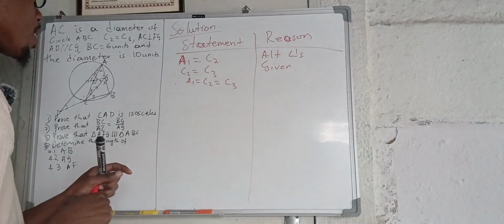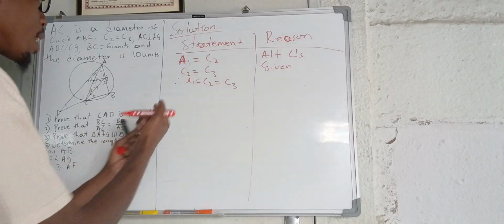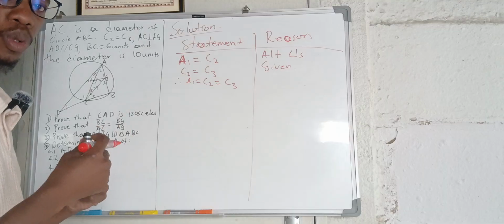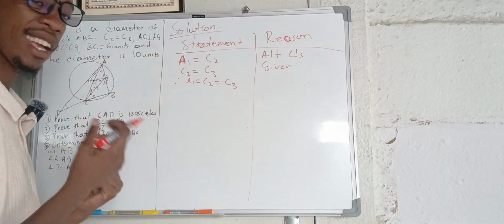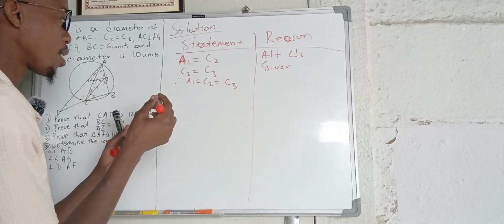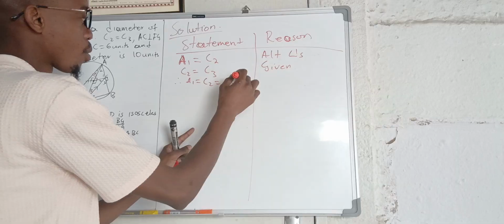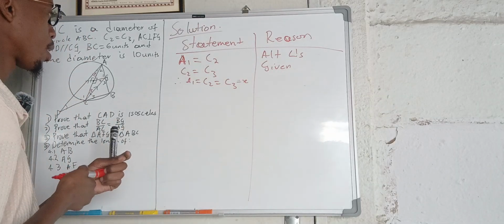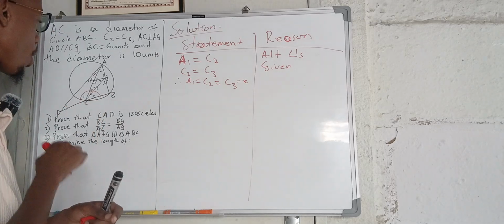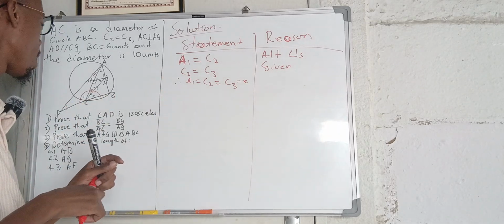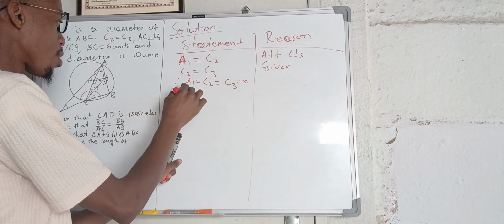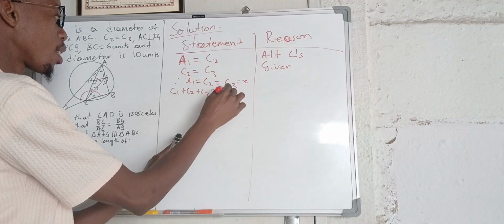Nonetheless, I want to do something. I want to write A1, C2, and C3 as X, such that I can solve these things easily. I prefer using X's. So I'll just say, therefore, they are equal to X. And then I can come here. If you remember, angles on a straight line are equal to 180 degrees. They are supplementary. So I can say C1 plus C2 plus C3 equal to 180 degrees.